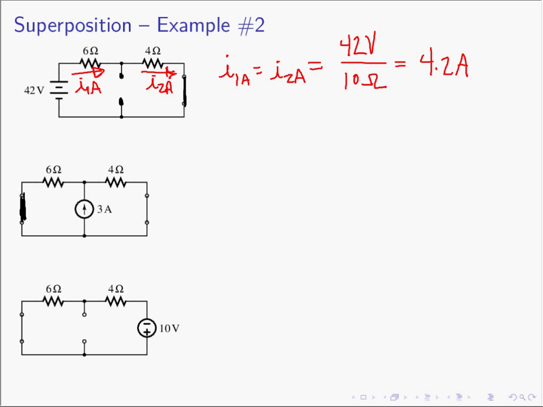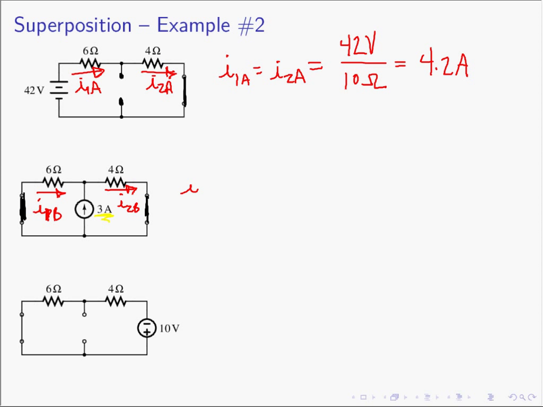Turn on the 3 amp source, so we put it back in right there, and then the 10 volt voltage source stays killed, which means it also stays a short. And so again, we're looking for this current. We'll call this I1B, and we're looking for this current. We'll call this I2B. It's the B circuits.